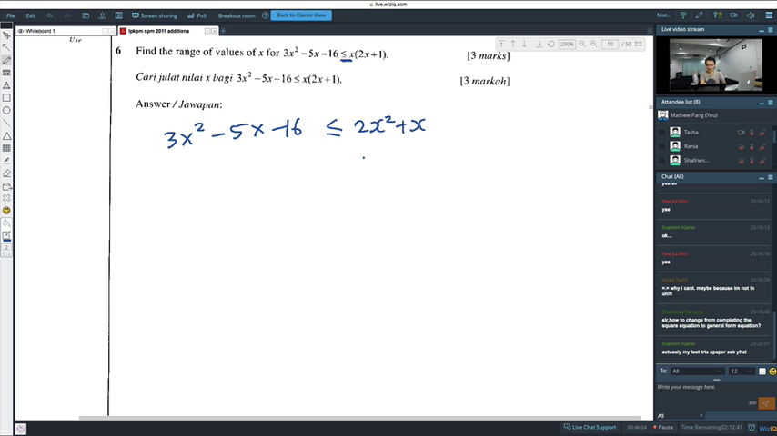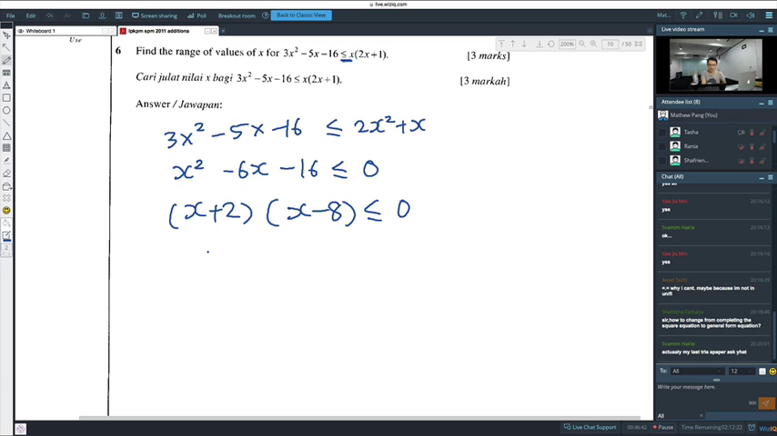So I'll move my 2x squared to this side. 3x squared minus 2x squared is just x squared. Negative 5x minus x is minus 6x. And then minus 16 less or equal to 0. And then we'll factorize over here. So then use some mathematics thing. This I will use 8 and 2, and then minus 8 and positive 2.